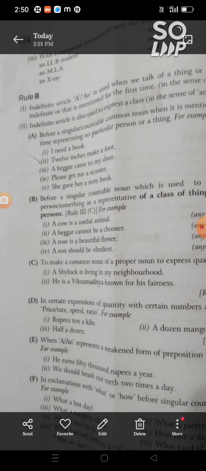Now, the next one: in exclamations with what or how before singular countable nouns, for example. Is it clear? Okay, see, in exclamations with what or how, sometimes exclamatory sentences. What a hot day. What a naughty child, what a fool he is, what a pretty girl, how fine a day, like exclamations. So when we use exclamations, we also use a or an articles. Okay, now next one.